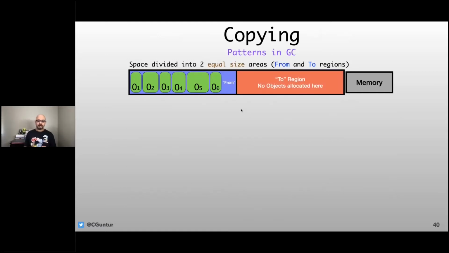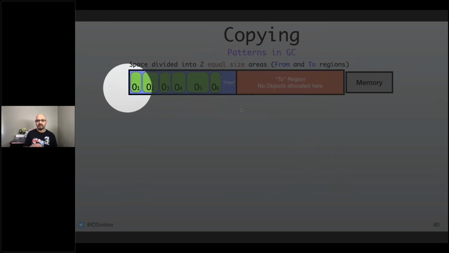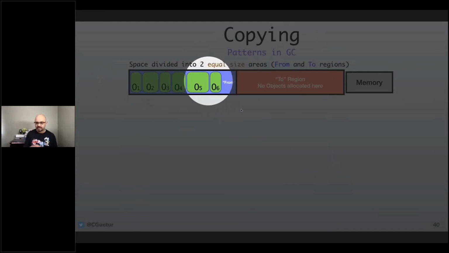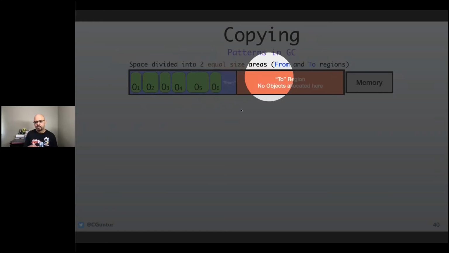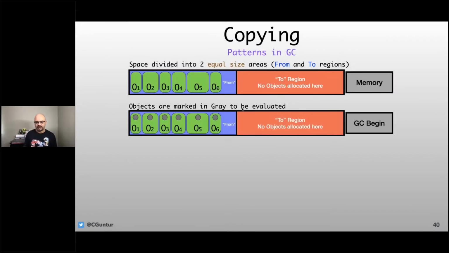The second pattern that is very relevant to us is actually an improvement on the first one. This is called a copying collector. And in a copying collector, what we do is the space is divided into 2 equal areas, and your objects are only allocated in one of the 2 areas. This area where it's allocated is called a from region. And there is a to region that is empty all the time. Okay, and this is where objects are being evaluated. Let's take a quick look at how this evaluation happens.